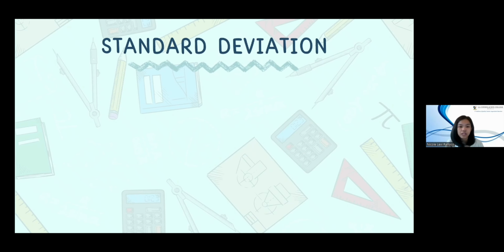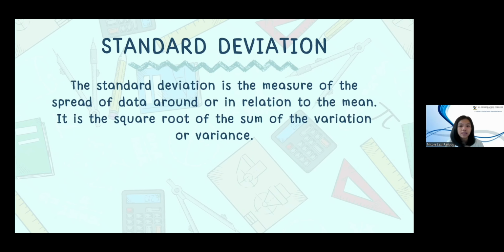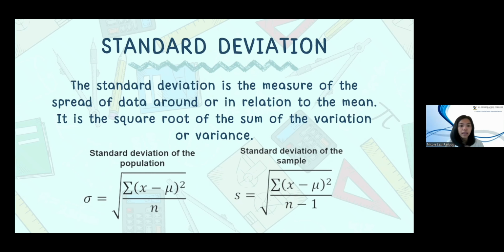Lastly, the standard deviation. The standard deviation is the measure of the spread of data around or in relation to the mean. It is the square root of the variance. There are also two formulas that can be used to compute the standard deviation.